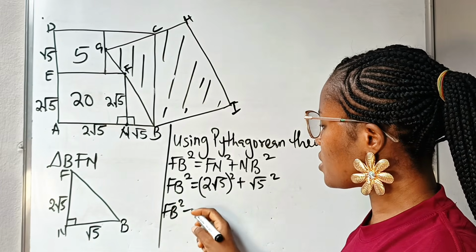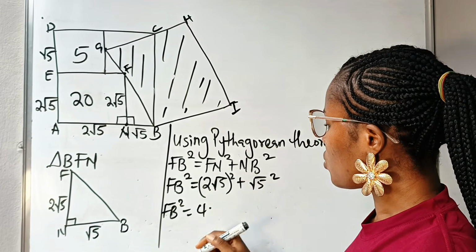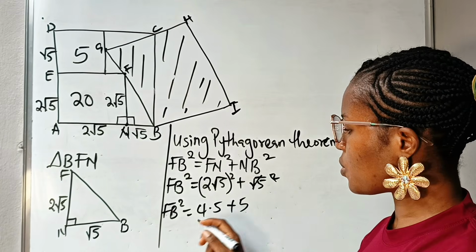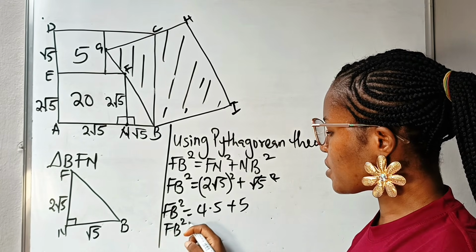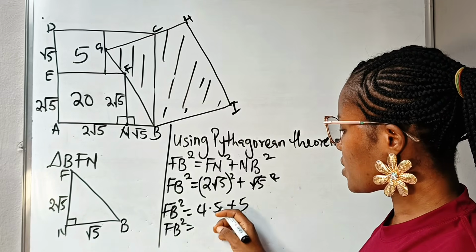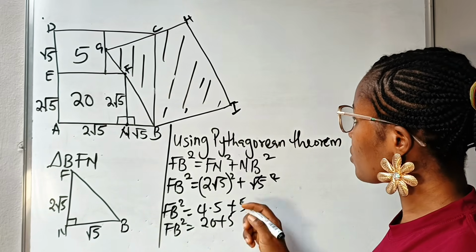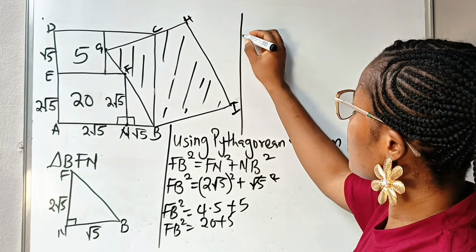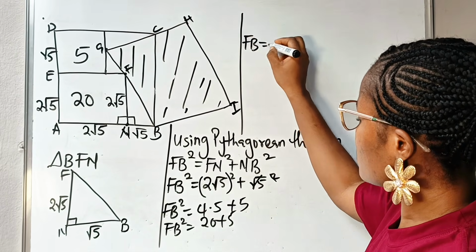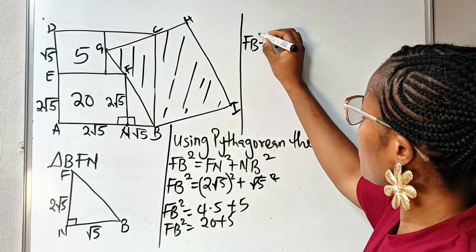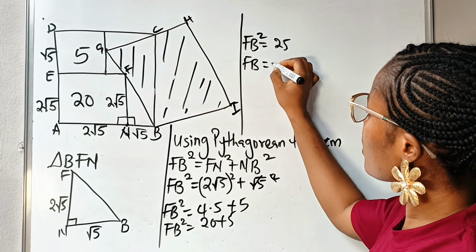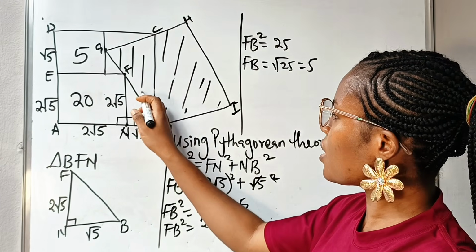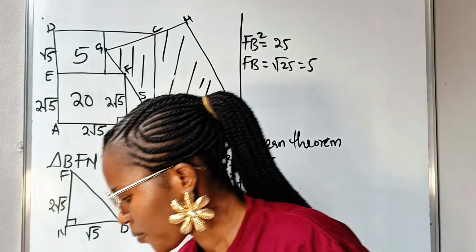So FB squared is equal to 2 squared is 4 multiplied by root 5 squared is 5, plus root 5 squared is 5 as well. So FB squared is equal to 4 times 5 is 20 plus 5. So moving forward, you can say that FB squared is equal to 25. Therefore, FB is square root of 25, which is equal to 5. So we can write FB here to be equal to 5.